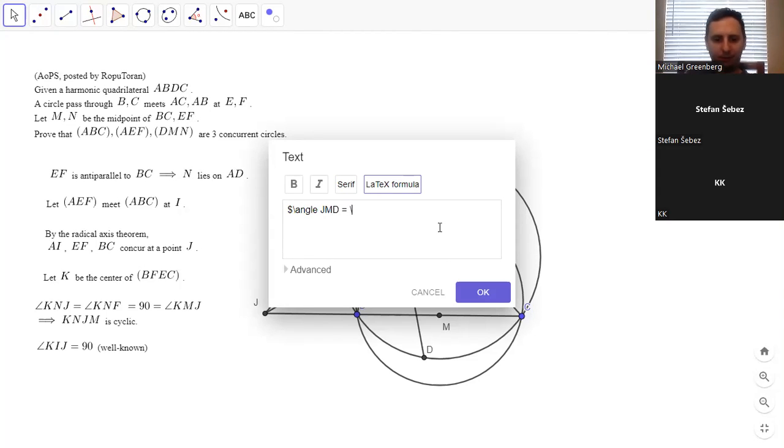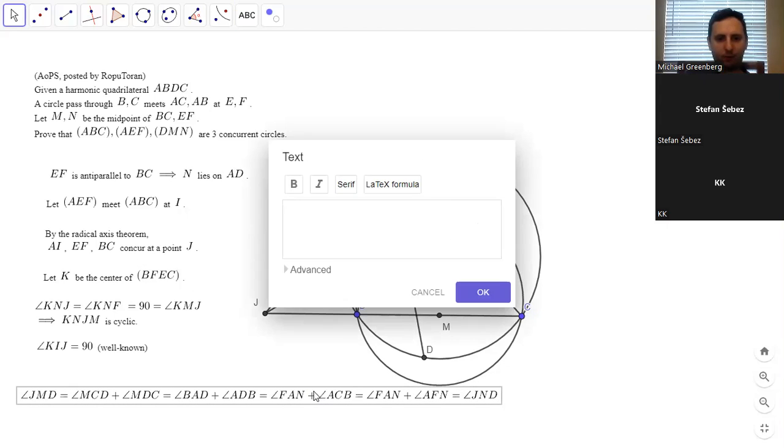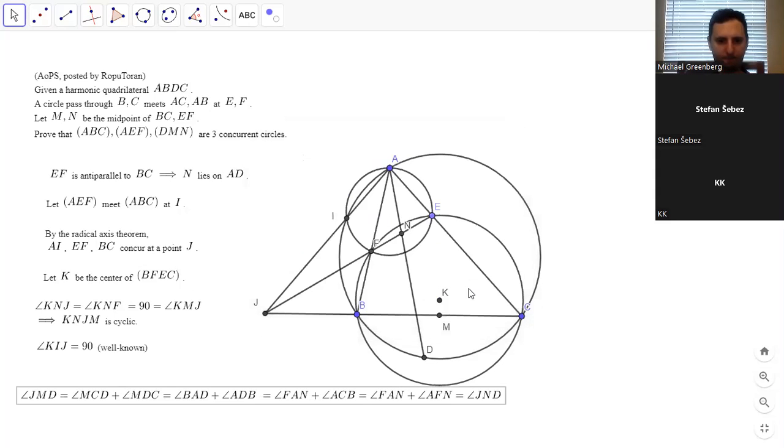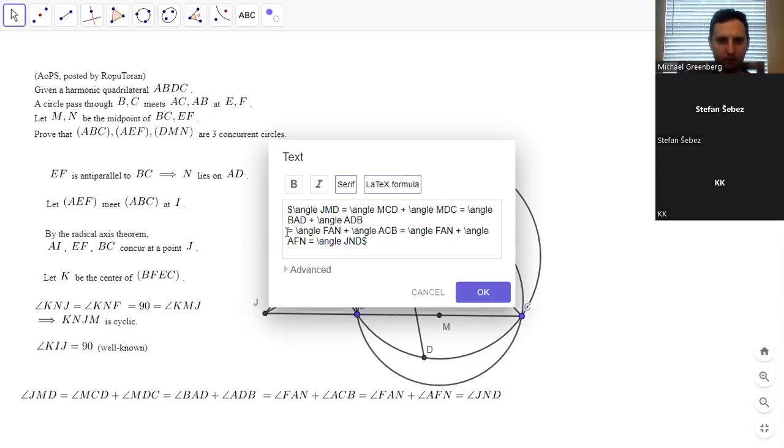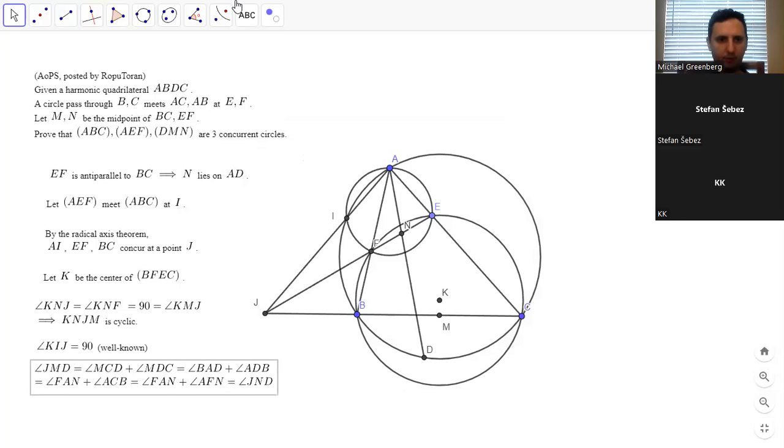Angle JMD is equal to angle MCD plus angle MBC, which is angle FAN plus angle ACB, which is angle FAN plus angle AFN, which is angle JMB. Let's see if that all fits. Almost. If I drag it down here, it fits on one line, but I'll split it out. So all these together mean that JINKMB is cyclic.